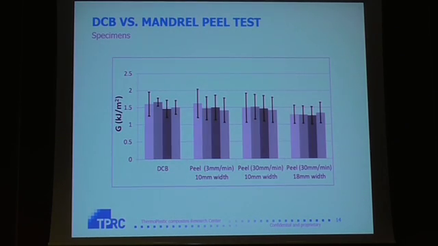Then when we look at the scatter in this data, what we can see is that the mandrel peel test is not doing much better than the DCB. We have really big scatter, but even though the mandrel peel test has a mixed mode, mostly mode 1, the G values that we were able to measure were in line with the DCB.